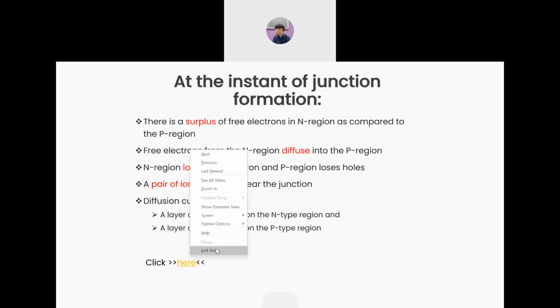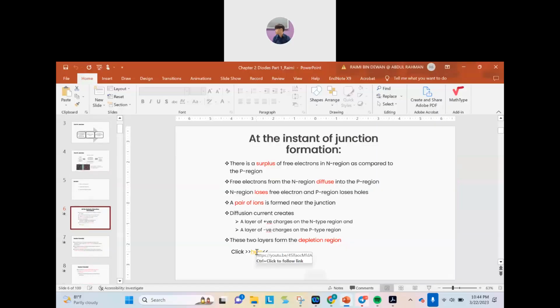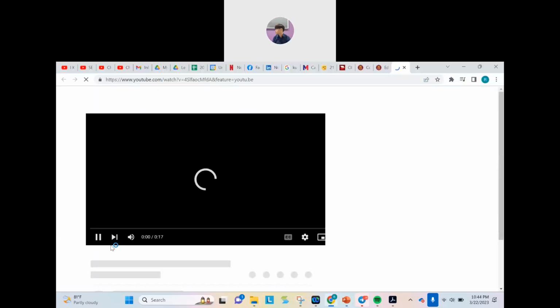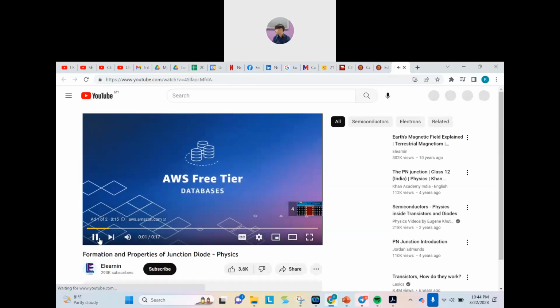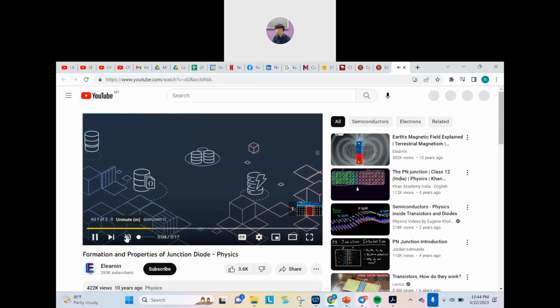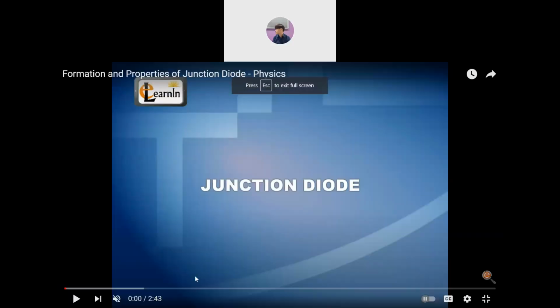So let's see this one. You can play this in the slide because the link is actually clickable. Okay, we'll wait until this ends. Let's maximize them. Unmute, then let's listen to this explanation of formation of junction in diodes.